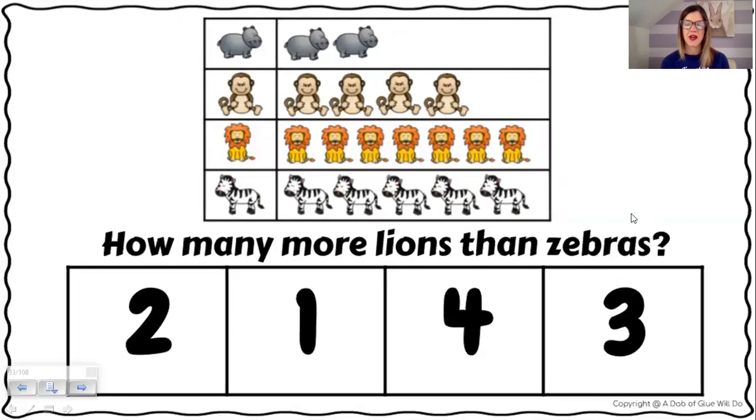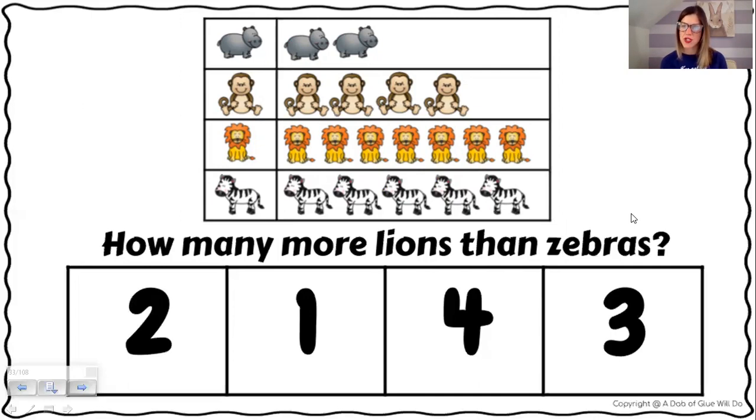Now we get to a different kind of question. This is not as simple as just counting one row of animals. Okay, now we have to count 2 rows of animals, but then do some subtraction. It says, how many more lions are there than zebras? How many more lions than zebras?